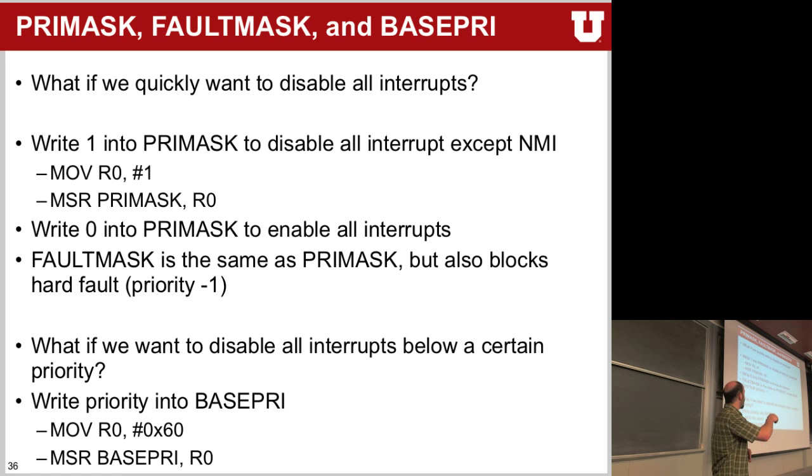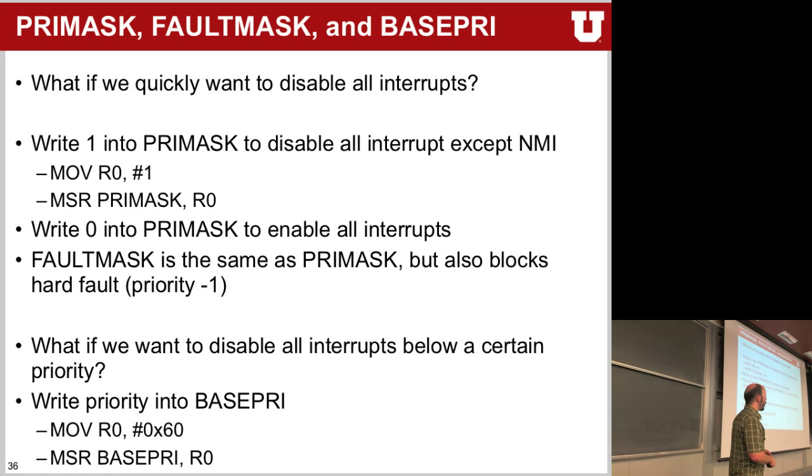You also have the FAULTMASK. If you write a 1 in there, interrupt 0 will also be disabled. This is the hard fault interrupt. Usually you really don't want to do that, because a hard fault means something really bad happened on your system, like an instruction that was wrong. But occasionally you want to do that, and you can.